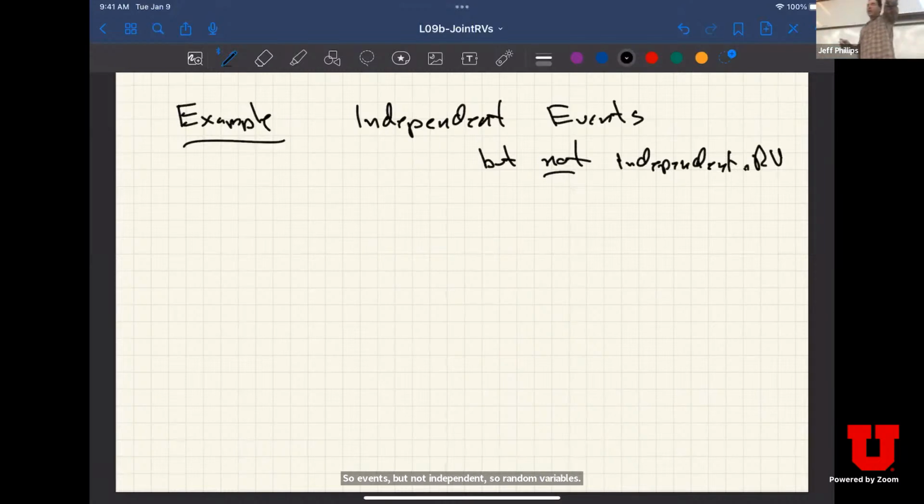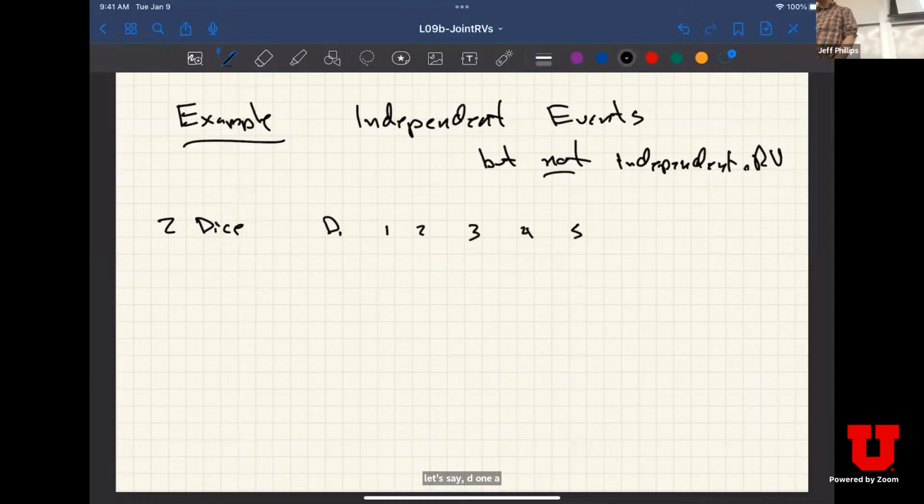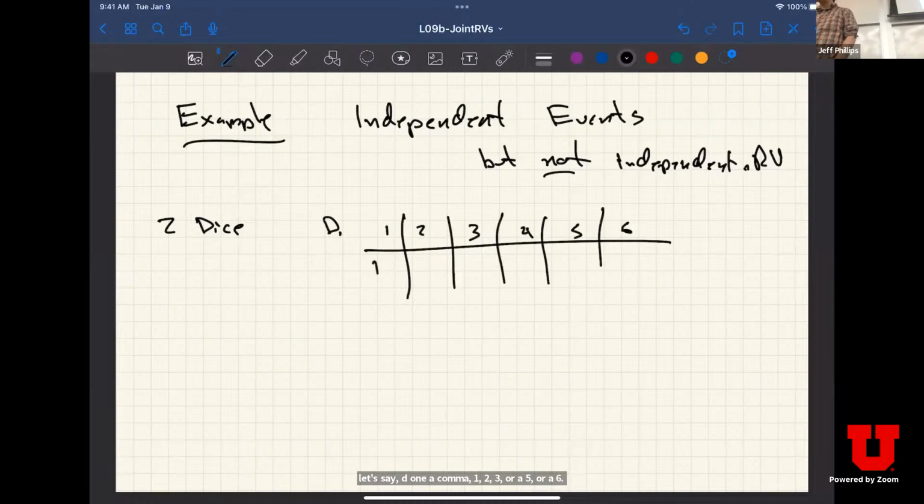So I'm going to have an example with two dice, and they are not going to be fair. There are two dice. Let's say D1 can roll a 1, 2, 3, 4, 5, or a 6. The probability of rolling a 1 is 1/6. Rolling a 2 is 1/6. But a 3 occurs with probability 1/3. So that got me up to, I have 2/3 left.